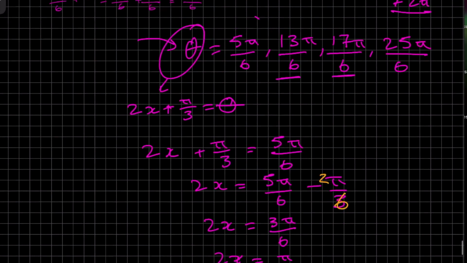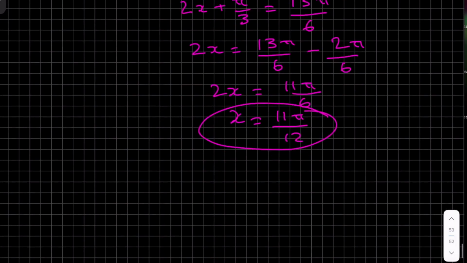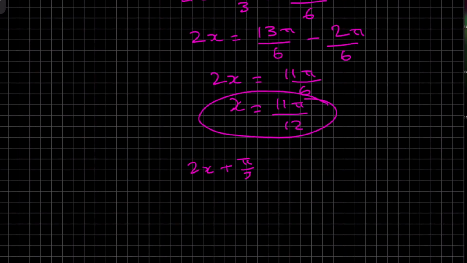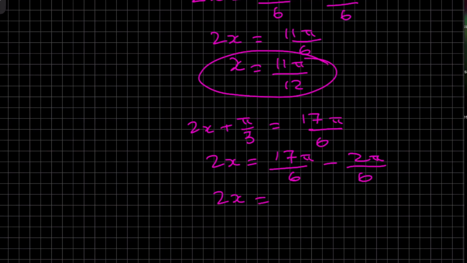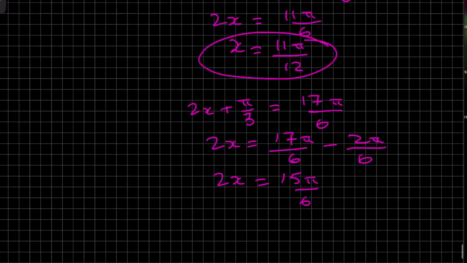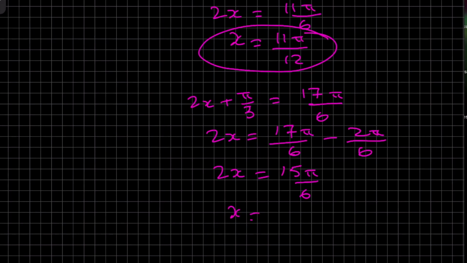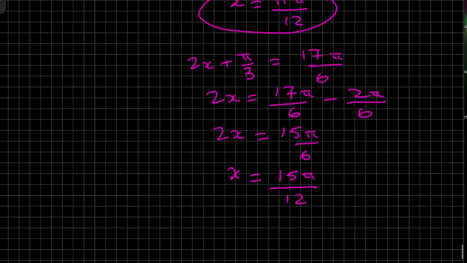Now we will do the same thing for 17π/6. So we would get 2x plus π/3 equals 17π/6. Again, rearranging, we will get 2x equals 17π/6 minus 2π/6, which is the same thing as π/3. And so 2x would equal 15π/6. And dividing both sides by 2, we would get x equals 15π/12. Now this can be simplified to x equals 5π/4. So here is our third solution for x.